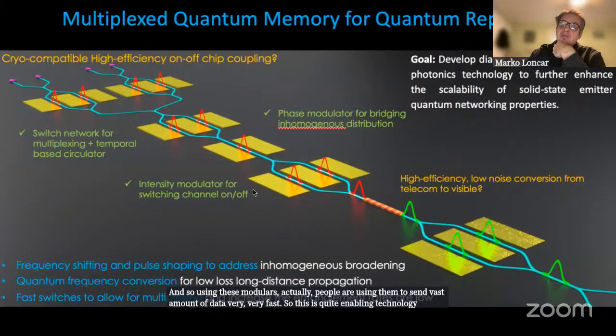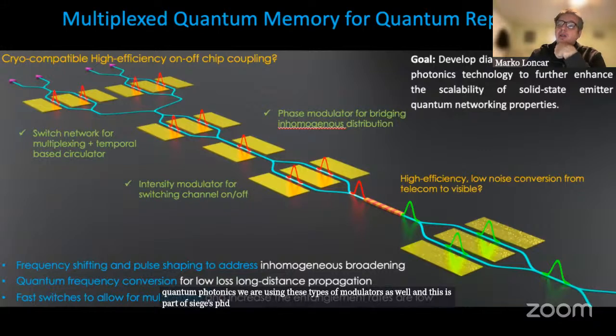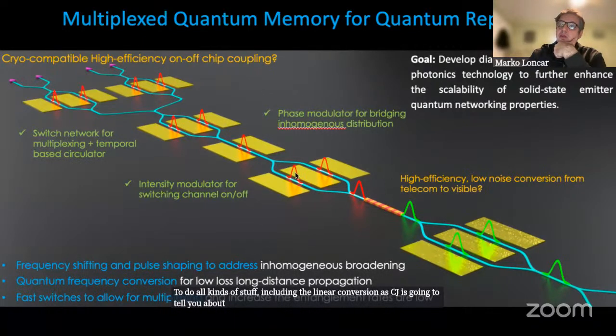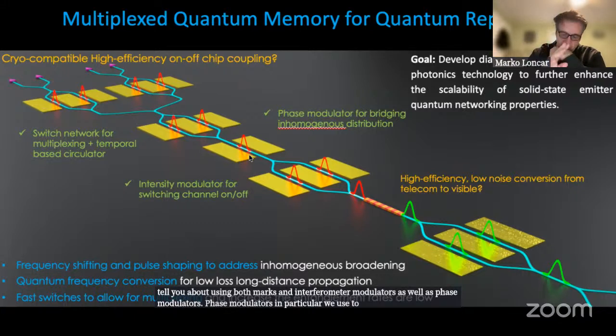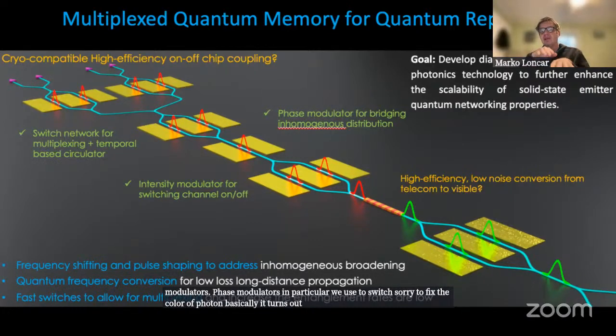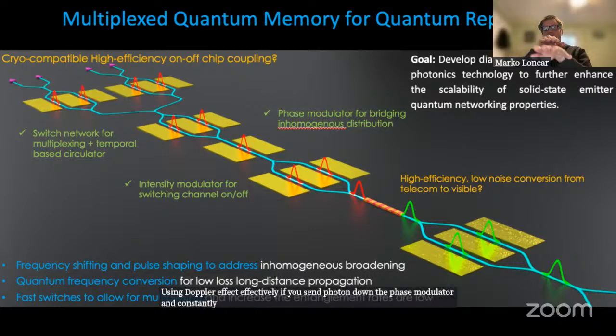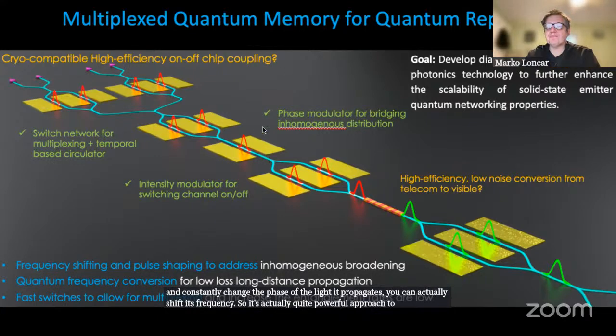In quantum photonics, we are using these types of modulators as well, and this is part of CJ's PhD, to do all kinds of stuff, including the frequency conversion that CJ is going to tell you about. We're using both Mach-Zehnder interferometer modulators as well as phase modulators. Phase modulators in particular we use to fix the color of the photon. Basically, it turns out, using the Doppler effect effectively, if you send a photon down the phase modulator and constantly change the phase of the light that propagates, you can actually shift its frequency. So it's quite a powerful approach to control the frequency of light.